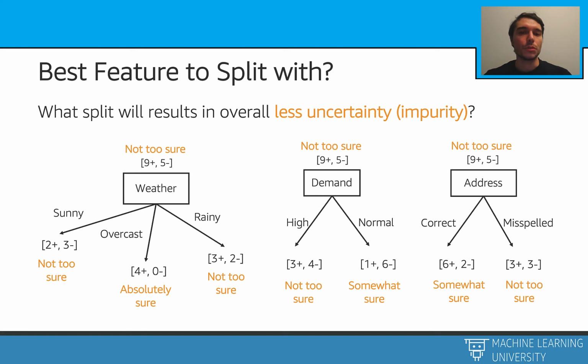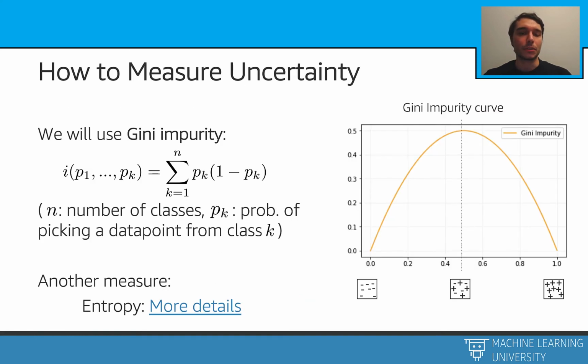Although this is cool, we still actually didn't quantify how uncertainty or how impurity arises from these splits. For that, we are going to use a mathematical function. So this function is called Gini impurity. And this function allows us to see how much impurity we have at a certain distribution.